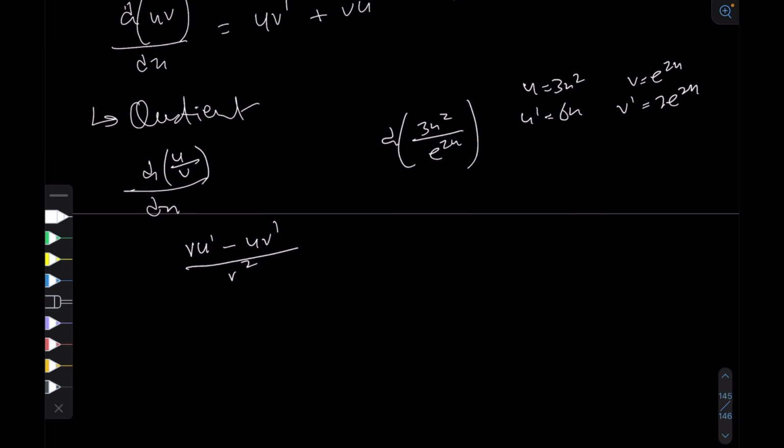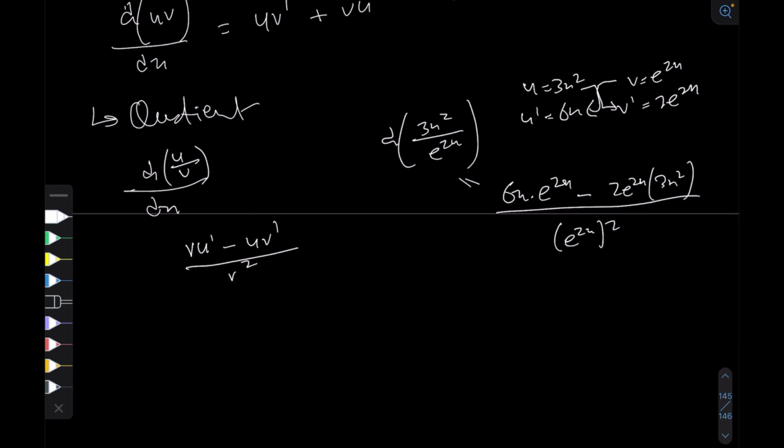So if I want to differentiate this, it would be v u prime, i.e. 6x multiplied by e to the 2x, minus u v prime, so 2e to the 2x times 3x squared, divided by v squared, so e to the 2x squared, right? And whatever this turns out to be, when you simplify, this is what the derivative of 3x squared over e to the 2x would be.